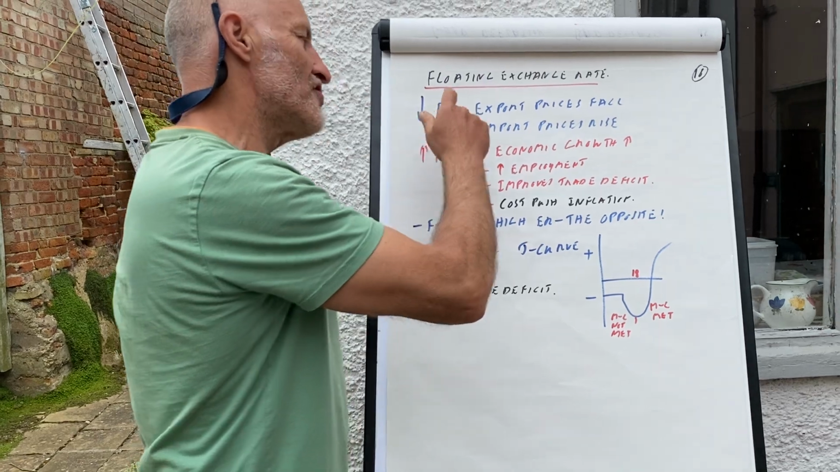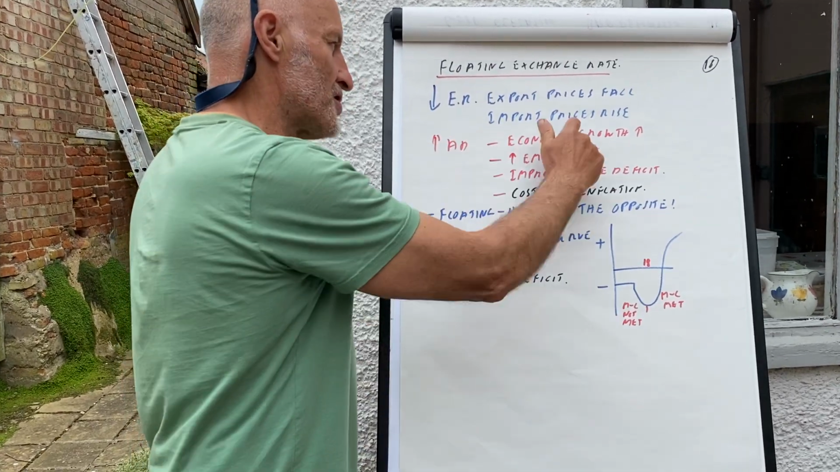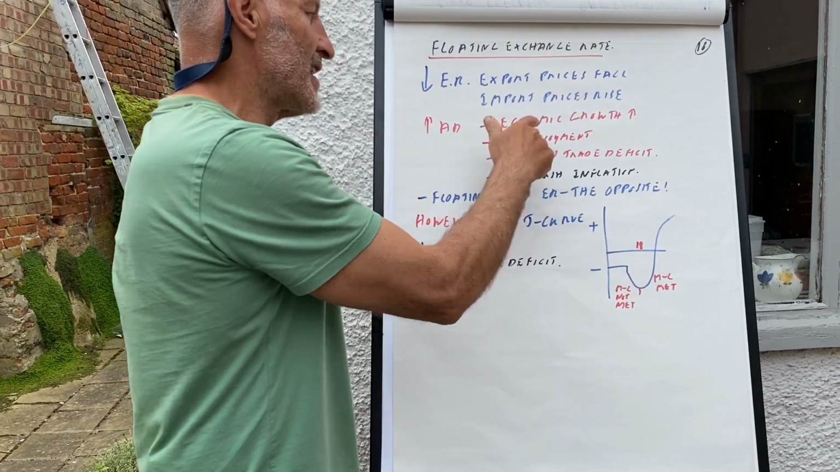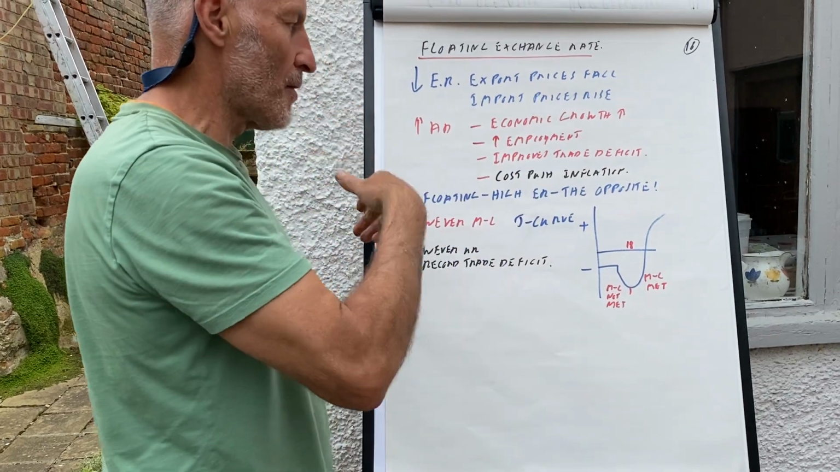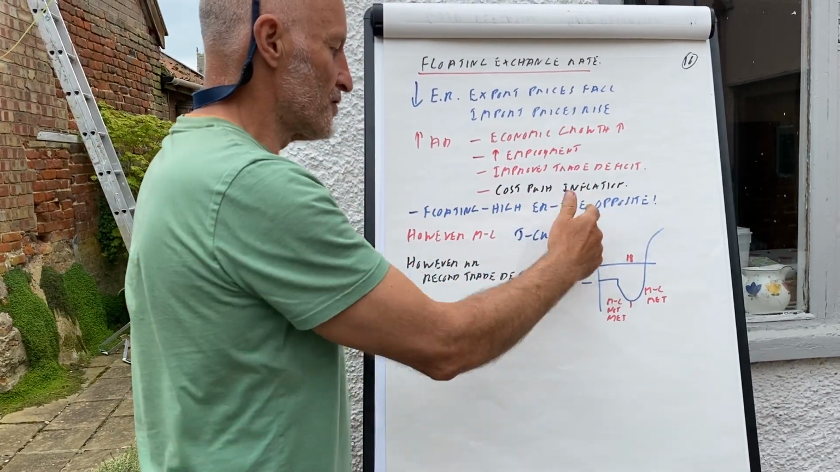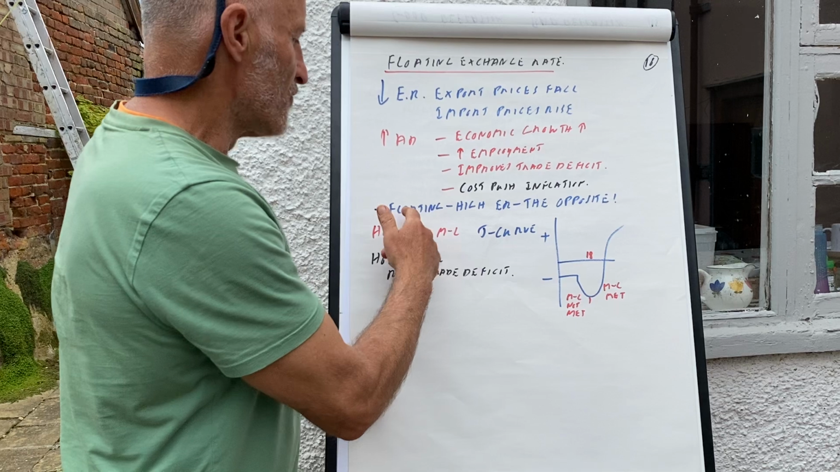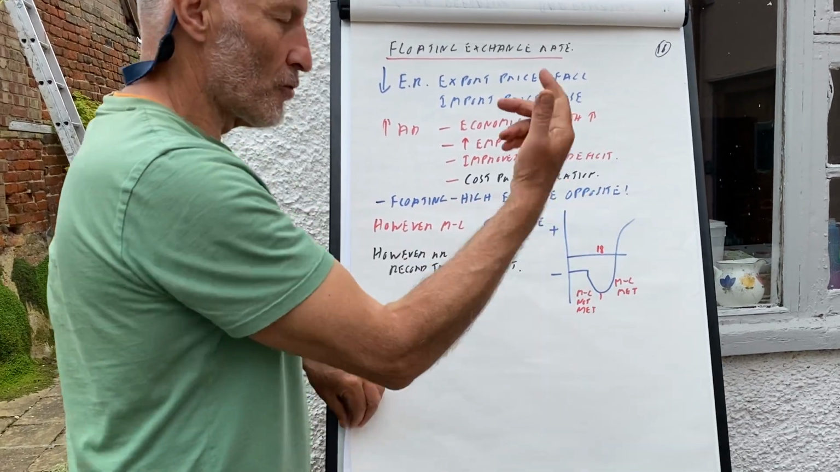Floating exchange rate, decrease in the exchange rate: export prices fall, import prices rise. Remember, get it right. Increase in AD, economic growth goes up, employment goes up, improves trade deficit, cost push inflation. Okay, obviously a floating high exchange rate will get the opposite effect.